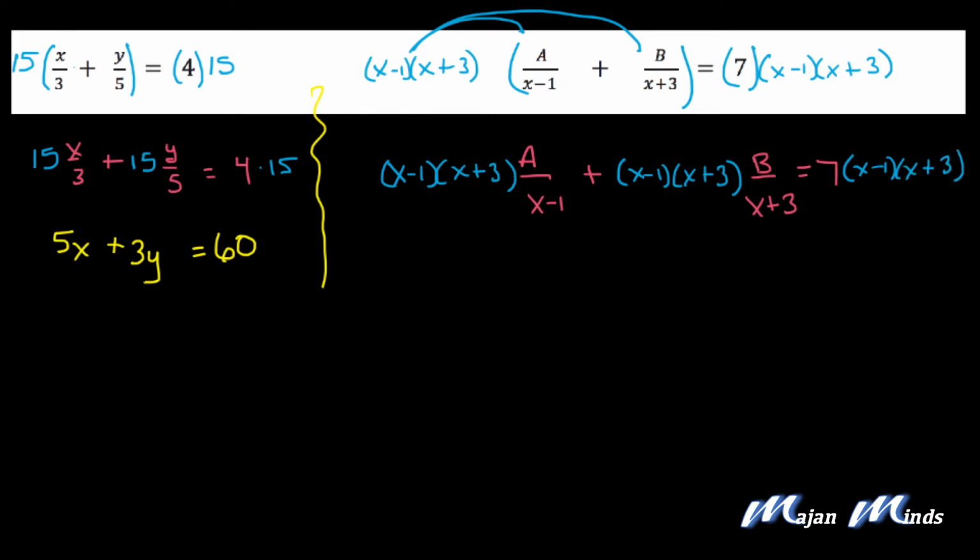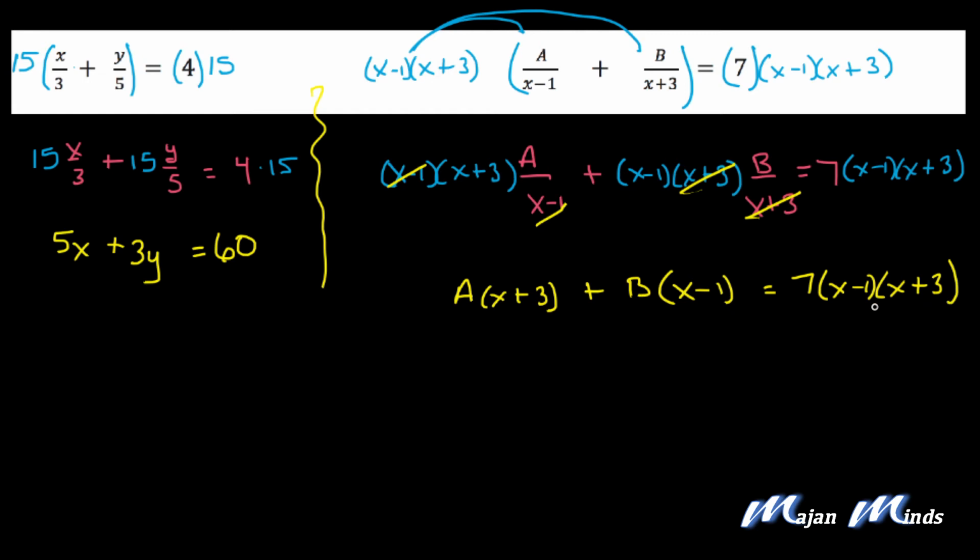So what's going to happen here? For some of you, I would highly recommend writing this step because it will help you to see what's going on. But essentially, this x minus 1 and that x minus 1 are going to cancel, and we'll have a times x plus 3 plus b. Now what's going to happen to this x plus 3 and this x plus 3? They're going to eliminate. So we're going to have b times x minus 1, and then we're going to have 7 times x minus 1 and x plus 3. So we've taken a fractional equation and we've turned it into something without fractions, and then you're going to learn what you need to do with this in grade 12.